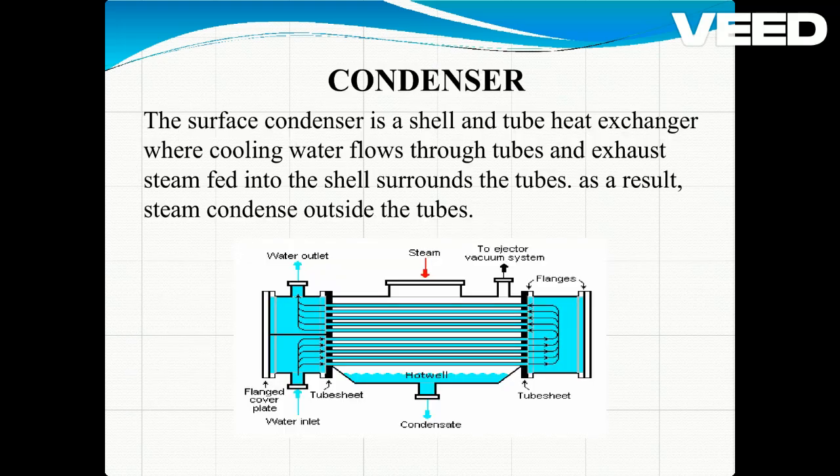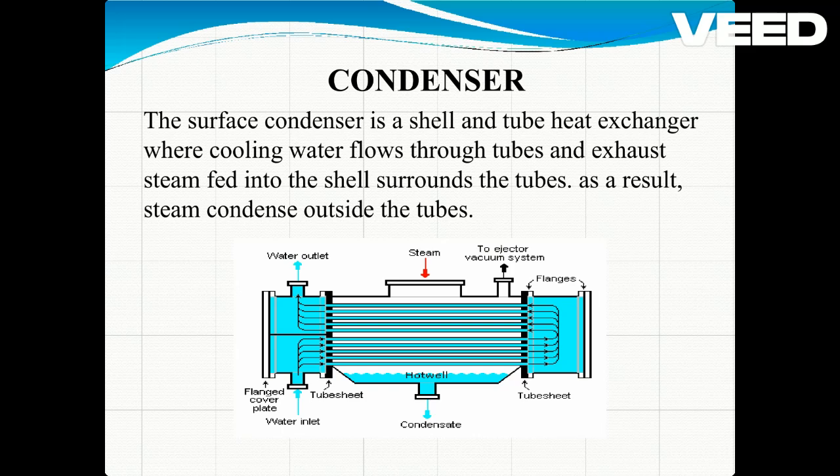And the next component or equipment is the condenser. So here you can see how the condenser looks. So this is the condenser. This is the steam inlet from where we feed the condenser, and these are the different tube sheets. From here the water is inlet, then it flows like this, and the water is outlet, and this is the steam which is produced.